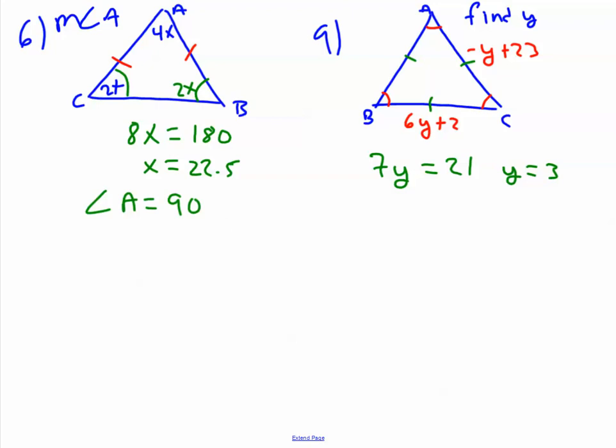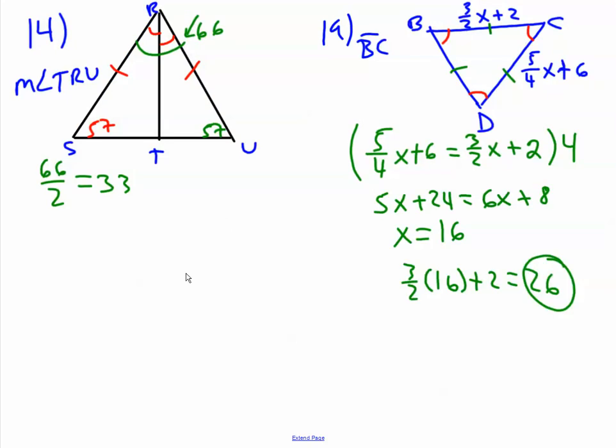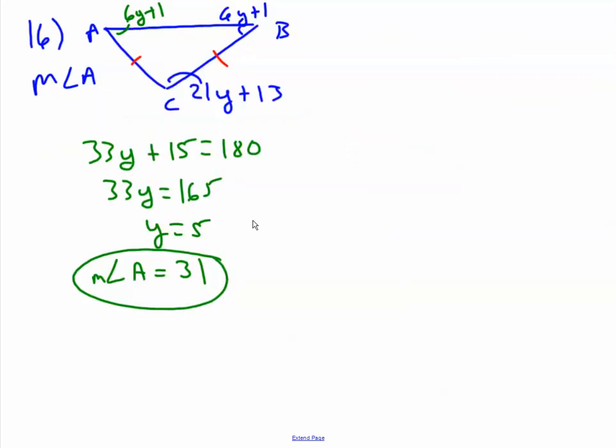Okay, moving on. 14 and 19. If you don't like fractions, just go ahead and multiply by 4. It kills them all out. I wonder if I took that one out. I don't have that handy. I think I might have changed my mind on one of these. Anyway, okay, moving on.